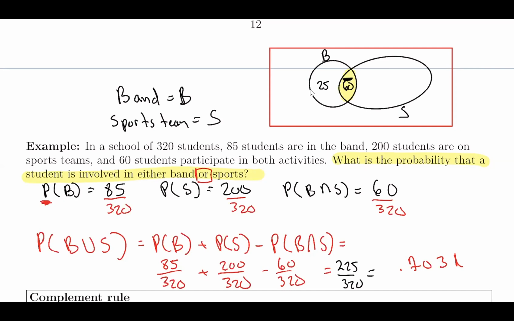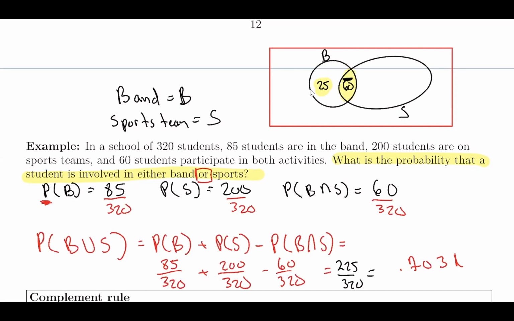Because what this 25 represents is people who are only in band. So we have 25 people who are only in band, but we have 60 people who are both in band and in sports. All right. Everybody good so far with the 25 and the 60?